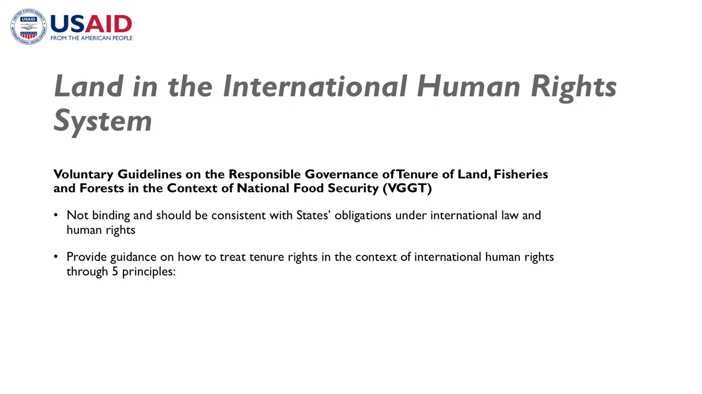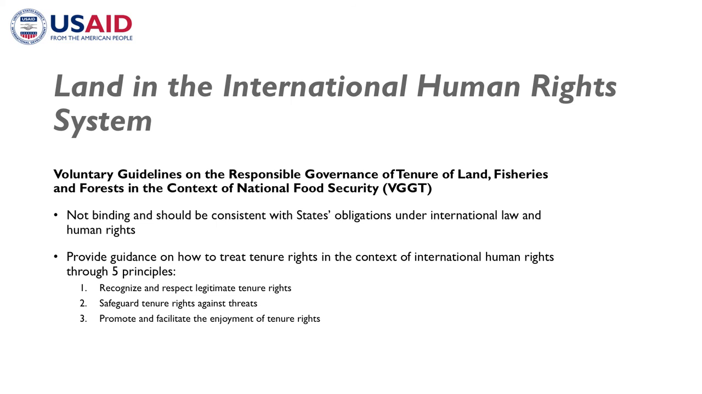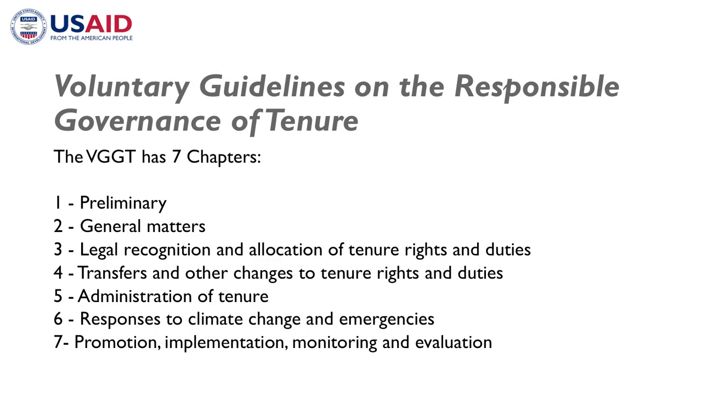There are 5 important principles to look at within the voluntary guidelines: recognize and respect legitimate tenure rights, safeguard tenure rights against threats, promote and facilitate the enjoyment of tenure rights, provide access to justice when rights are infringed, and prevent tenure disputes and violent conflict. The voluntary guidelines in different parts talk about certain steps and considerations for states in protecting tenure. Part 3 provides for legal recognition and allocation of tenure rights and duties, and addresses the legal recognition of tenure rights of indigenous peoples and other communities with customary tenure systems.